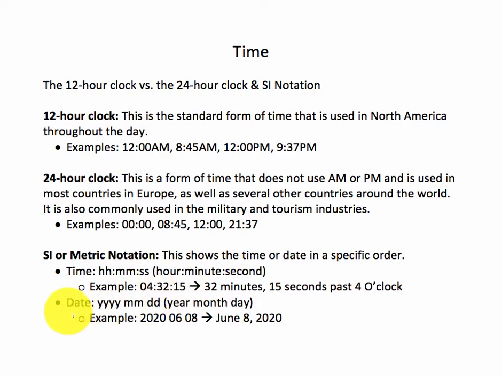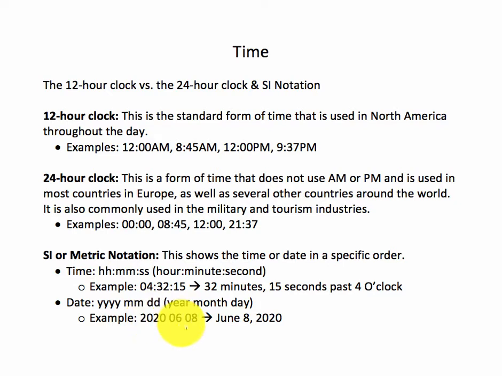The SI notation for date goes year, month, day. Now it's important to write down, see there's 4 Y's here, that means there needs to be 4 digits for the year. If there's only 2 digits, if I just had, say, 20, 06, 08 here, then we don't know if it's from the year 2020 or the year 1920 or 1820. So we put the whole year, all 4 digits, so we know exactly what year we're talking about.